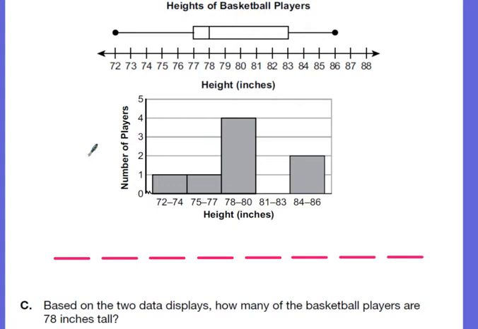So here we go. Like I said, maybe you've already figured out, wait a minute. The box and whisker plot is telling us that the shortest player is 72 inches tall, and the tallest player is 86. Hey, that's a good start. That's 2 out of the 8 right there. What else does the box and whisker plot tell us? Well, it tells us the overall median. Does that help? It might.